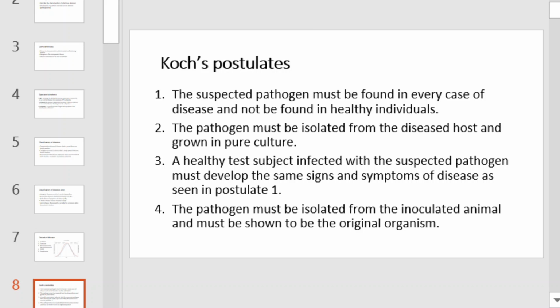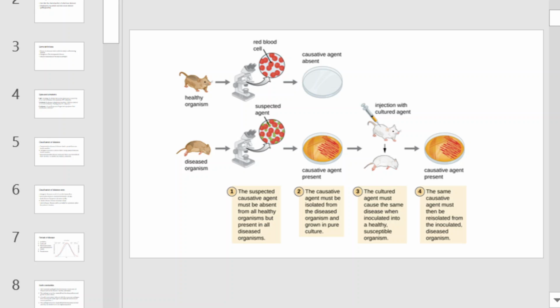First, the suspected pathogen must be found in every case of disease and not be found in healthy individuals. Second, the pathogen must be isolated from the diseased host and grown in pure culture. Third, a healthy test subject infected with the suspected pathogen must develop the same signs and symptoms of disease as seen in postulate number 1. And finally, the pathogen must be isolated from the inoculated animal and must be shown to be the original organism. This is an illustration of the application of Koch's postulates.